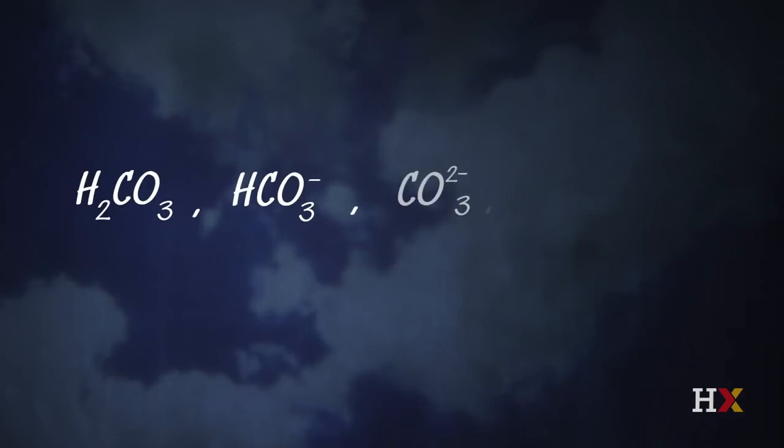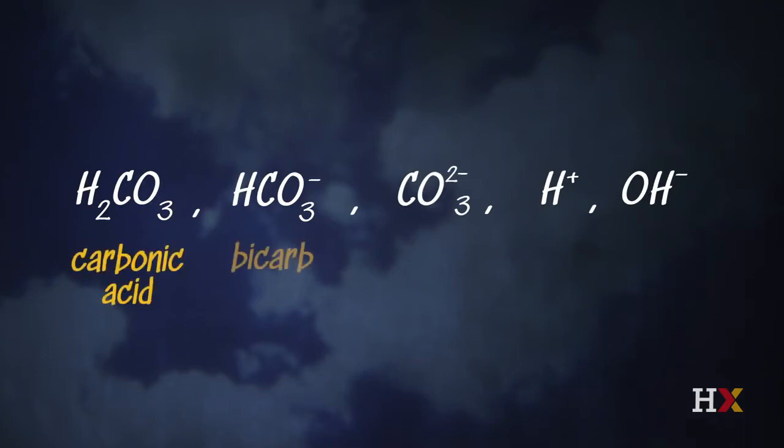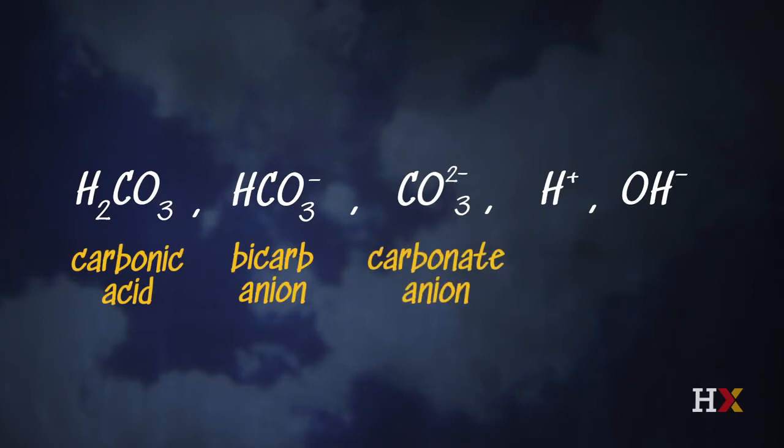But of course, the minute we see H2CO3 enter water, we recognize that it's going to dissociate first into the bicarb anion and second into the carbonate anion. And so we are interested in analyzing the concentration of every single one of these inorganic carbon species: the carbonic acid, the bicarb anion, the carbonate anion, and then of course we always want to keep our eye on the concentration of H plus and OH minus, because they determine the pH of the solution.